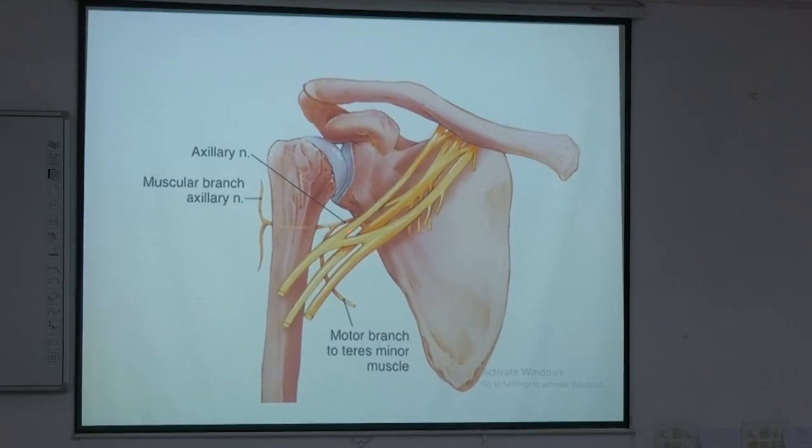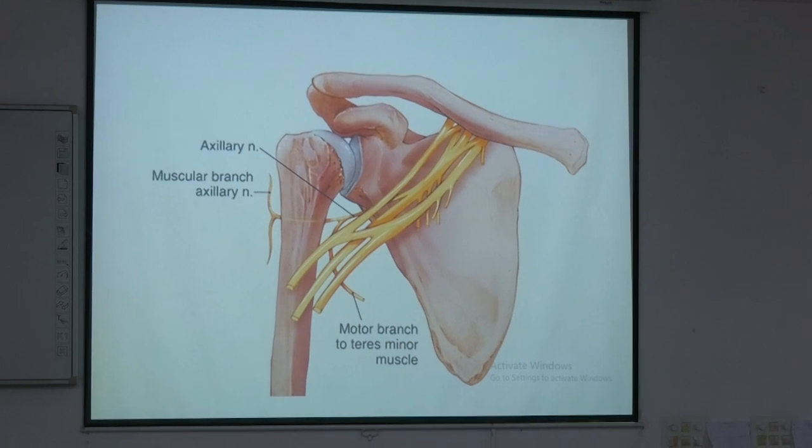So it is the anterior division. It leaves the axilla, it is not the division. Division is here. It divides into anterior division and the posterior division. Right? Anterior division then winds round the neck of the humerus.